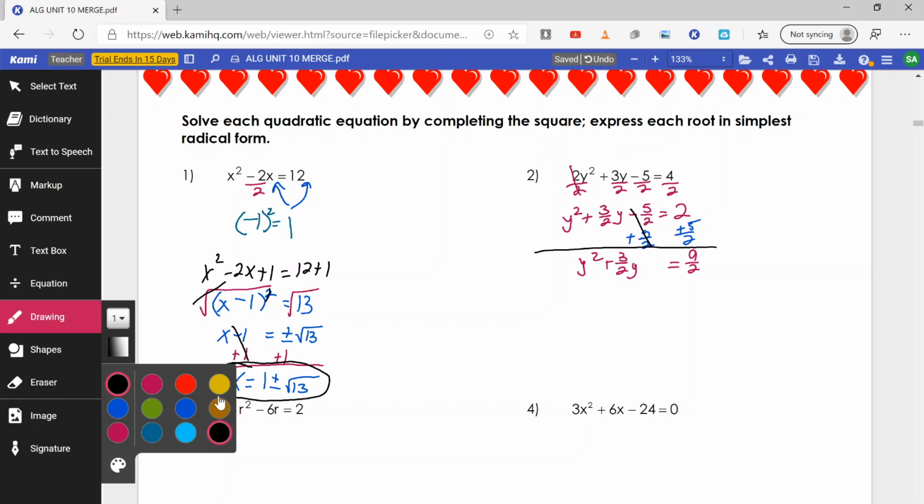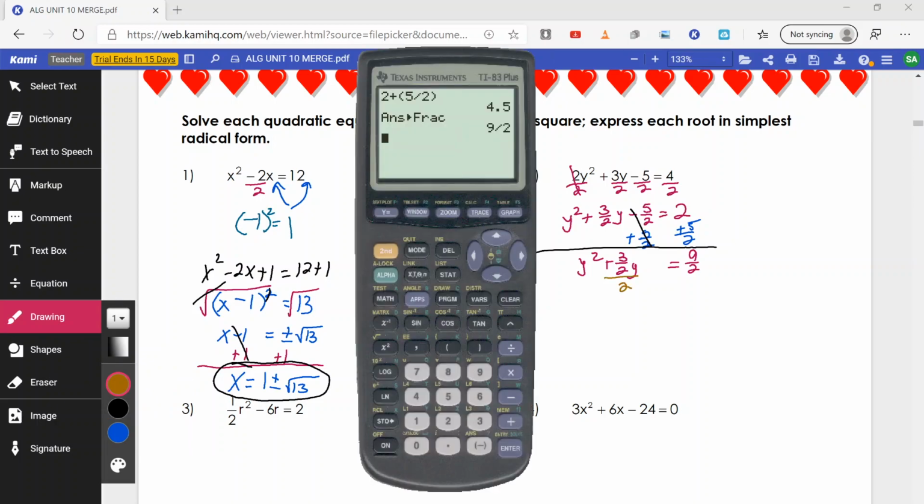So now comes the part where we deal with our magic number of 2 here. So the second term in our problem gets divided by 2. So when I divide 3 halves by 2, so 3 divided by 2, and I divide that by 2, I just get 0.75, which as a fraction is 3/4.